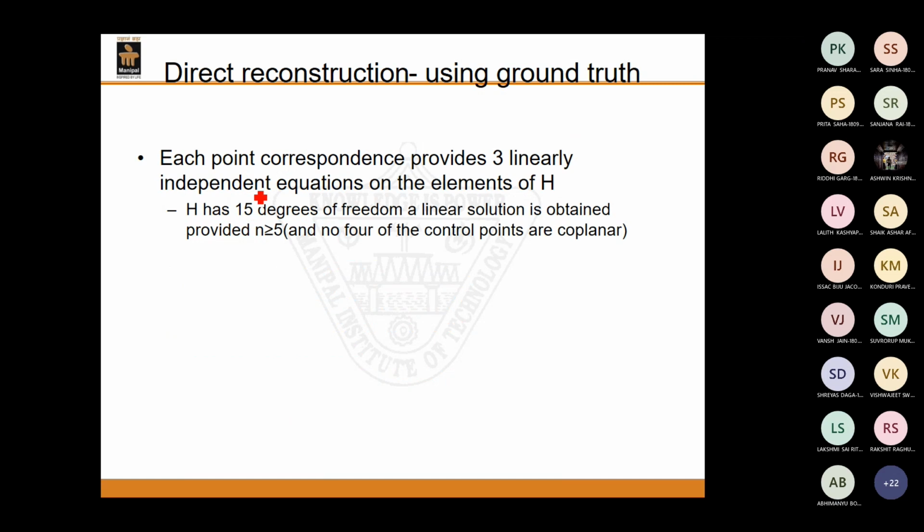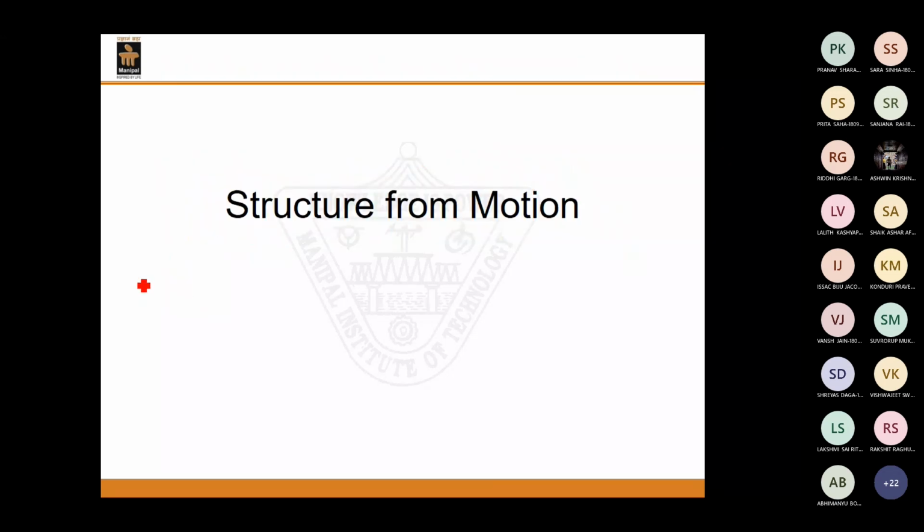And here there are some constraints, okay. We need to have at least 5 points in order to have a faithful reconstruction, and also these points should not be coplanar, okay. So you need to have at least 5 points, of which at least four are not coplanar, in order to ensure that the matrix H that we find gives us a faithful mapping between the Euclidean space and the projective space.